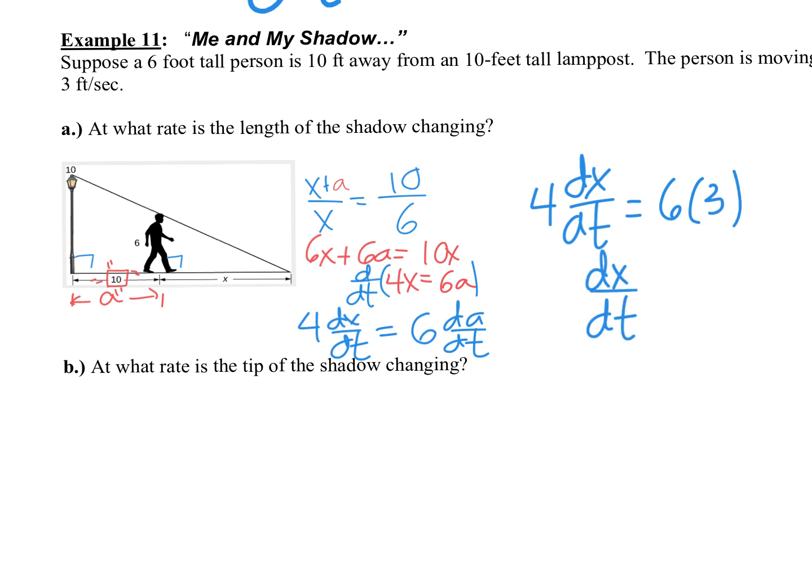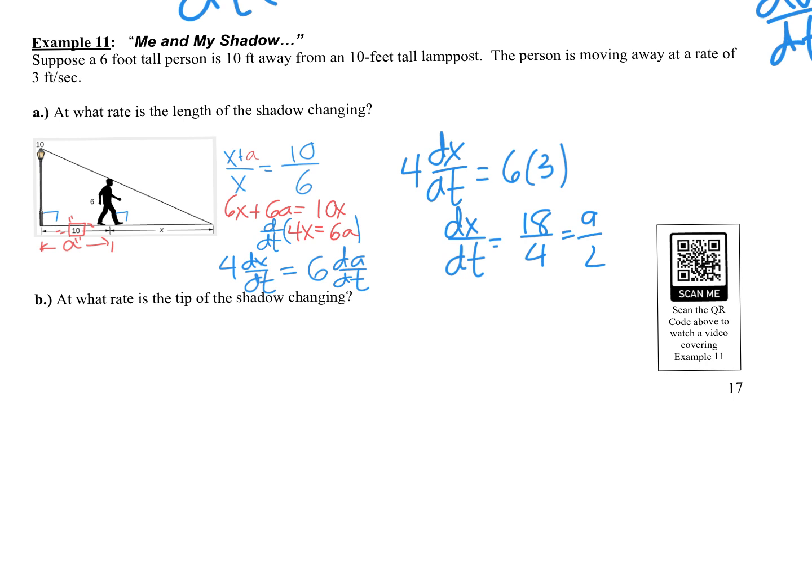And that would be what? As the person's walking away from the pole, their shadow is what? Increasing at a rate of 9 halves, 4.5, whatever you want to do, feet per second. You okay with that? Not too bad.